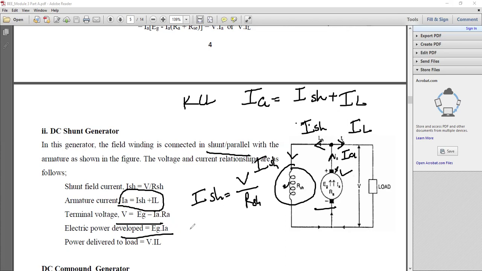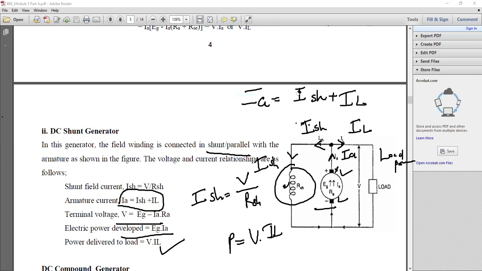Electric power developed is equal to Eg into Ia. Here we are talking about the electric power developed at this particular armature, that is Eg into Ia. Power delivered to the load is V into IL, which across the load will be considered the load power. So this is regarding the DC shunt generator.